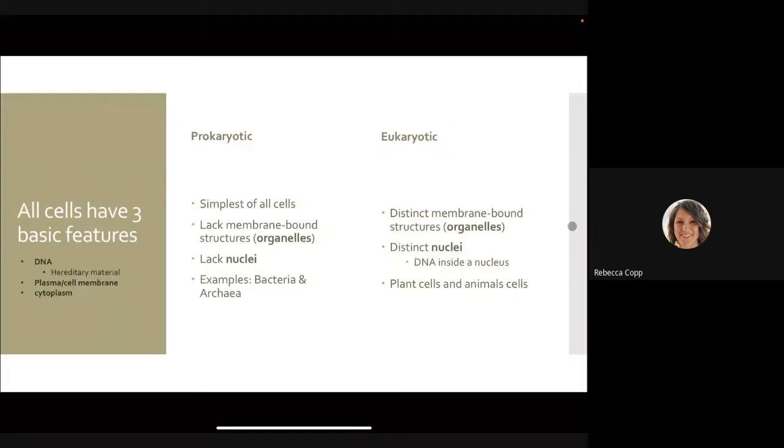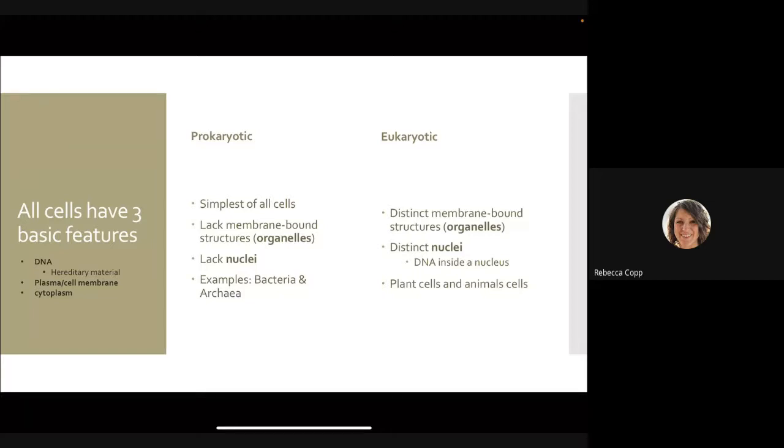All cells have 3 basic features. So all cells have these, whether they're prokaryotic, eukaryotic, unicellular, or multicellular. They have DNA, which is the hereditary material. They have a plasma or cell membrane, and they have cytoplasm. So some cells obviously are going to have more than that, but those are the 3 basic features that all cells have.